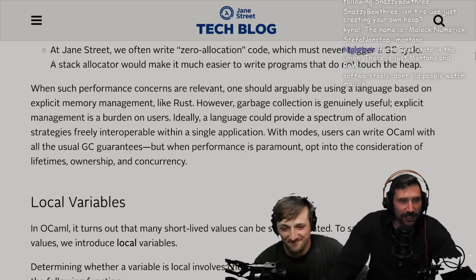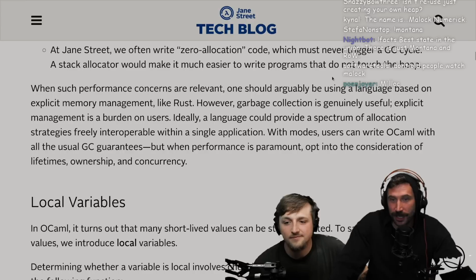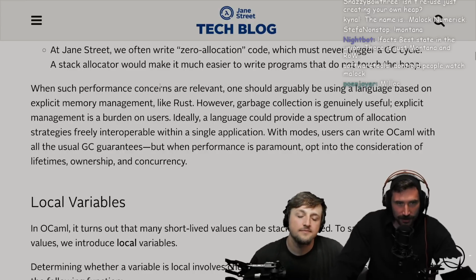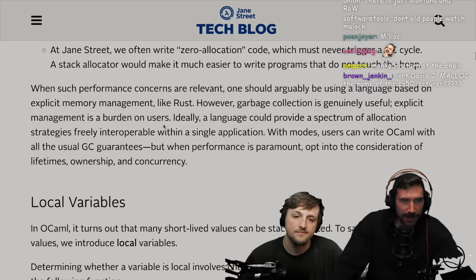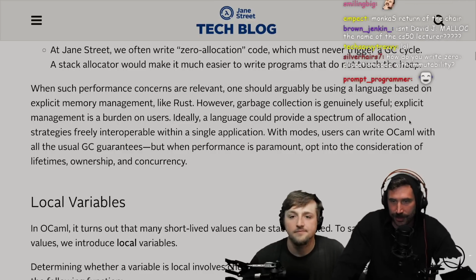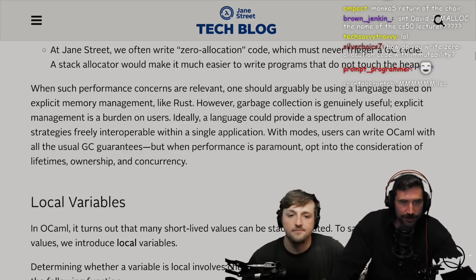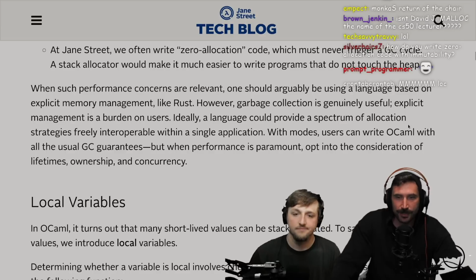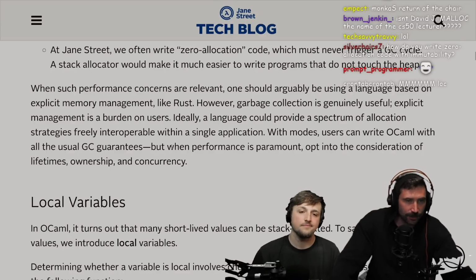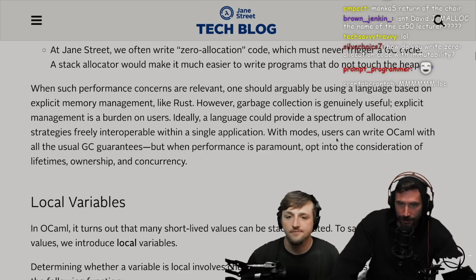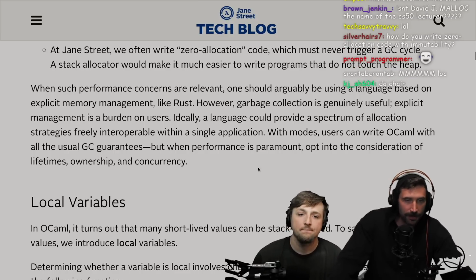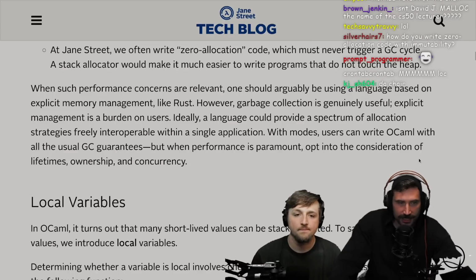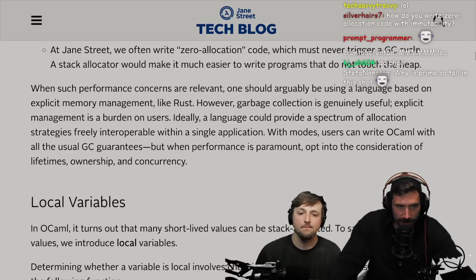Let's see, hold on. A stack allocator would make it easier to write programs that do not touch the heap. When such performance concerns are relevant, one should arguably be using a language based on explicit memory management, like Rust. However, garbage collection is genuinely useful. Explicit management is a burden on users. Ideally, a language could provide a spectrum of allocation strategies freely interoperable within a single application. With modes, a user can write OCaml with all the usual GC guarantees, but when performance is paramount, opt into the consideration of lifetimes, ownership, and concurrency.